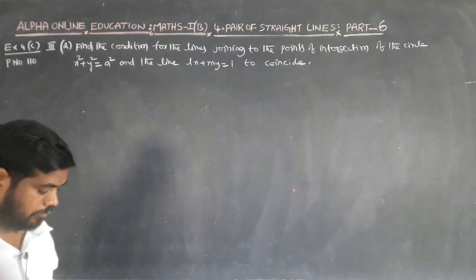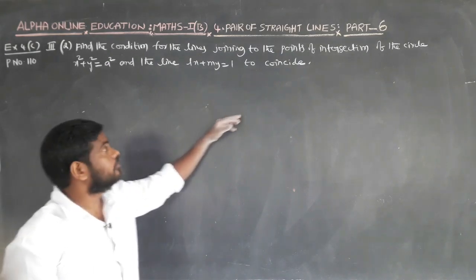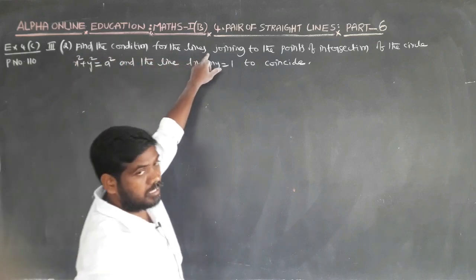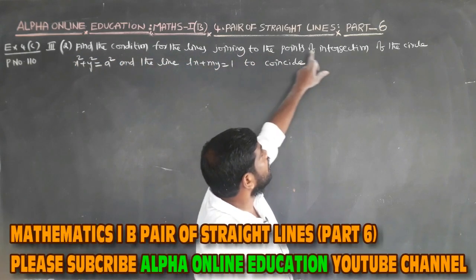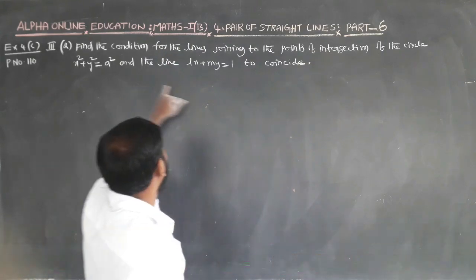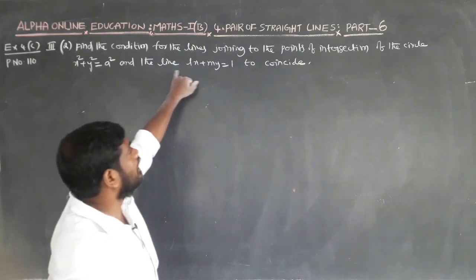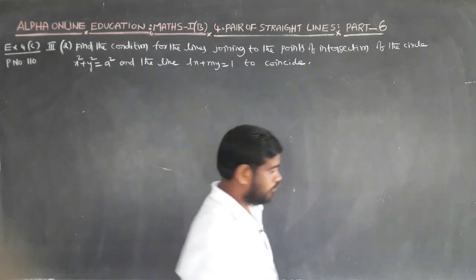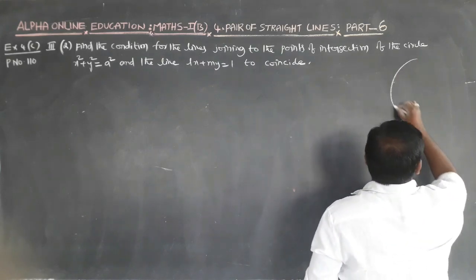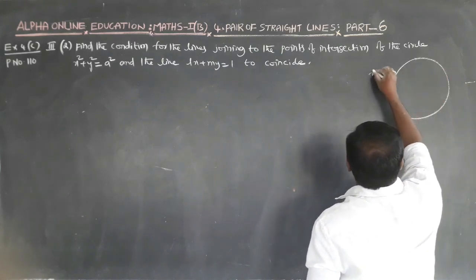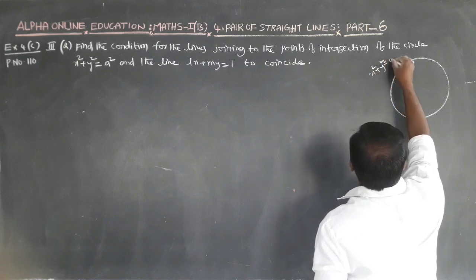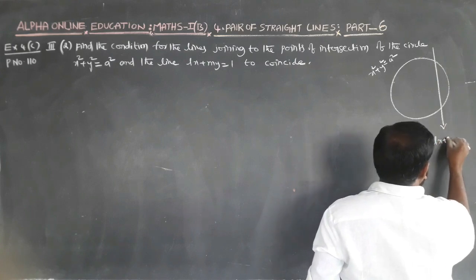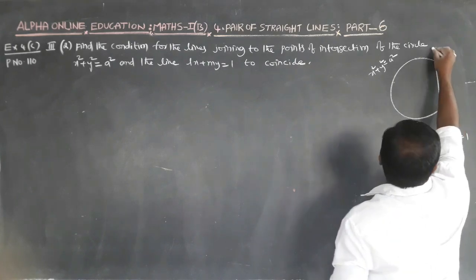Very important problem. Similarly, same problem we have already done. Find the condition for the lines joining the points of intersection of the circle and the line lx plus my equal to 1 to coincide. So first of all, homogenizing the circle with the help of the line. This is the equation of the circle. This is the line, lx plus my is equal to 1.